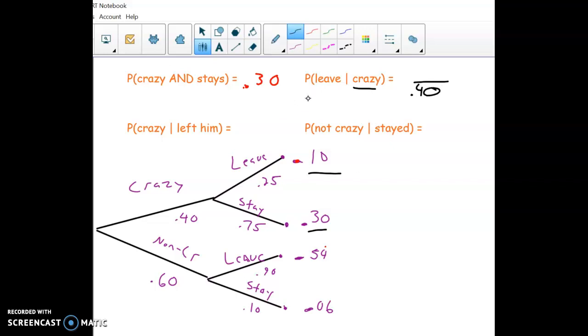And I'm going to read it one more time. Probability left given that they're crazy. So here's our 40% crazy. And out of those crazy, the ones that left were the 10% up here. Okay, so the probability that they left given that they were crazy was just 25%.